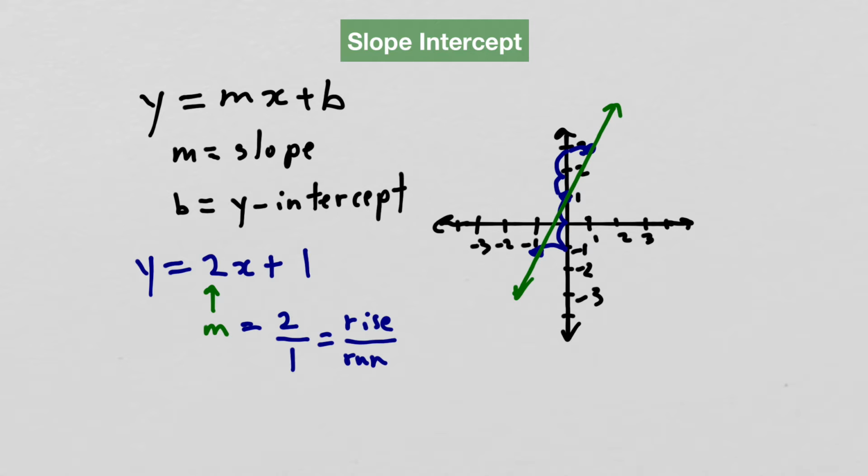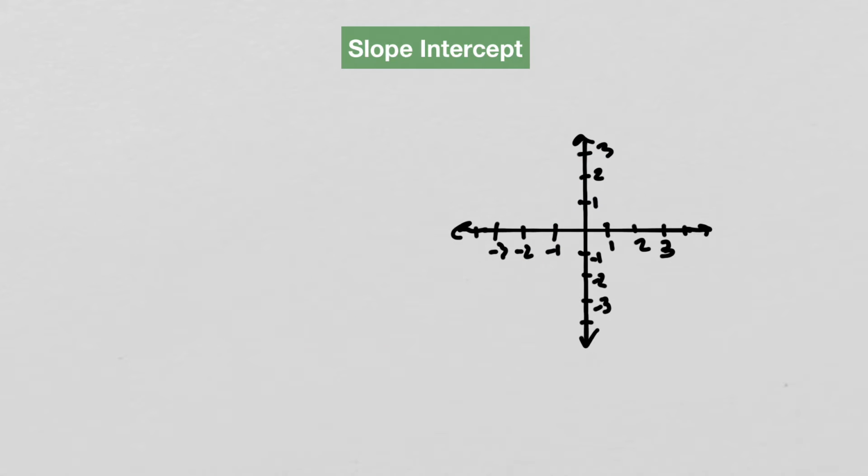Okay, let's do another example. So we're going to do one where the slope is a negative slope. So let's say we have y equals -x plus 1. Okay, so we always start with the y-intercept. This is your y-intercept, and that's the point where it crosses the y-axis. So we're going to put a dot there, right there.